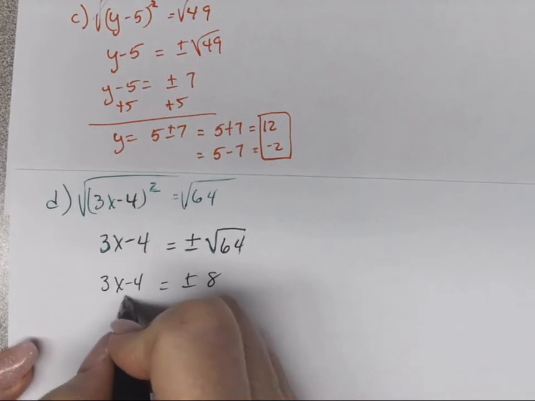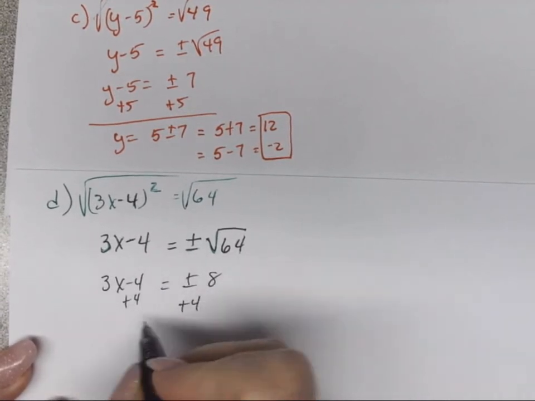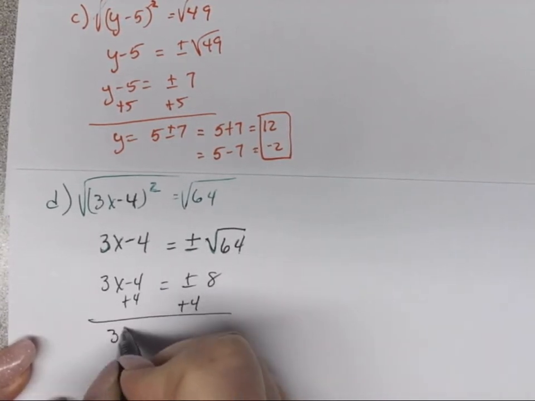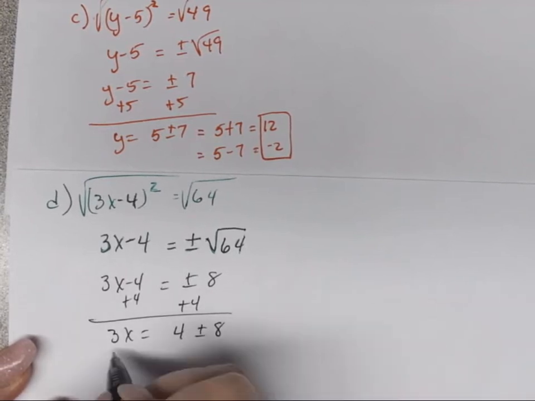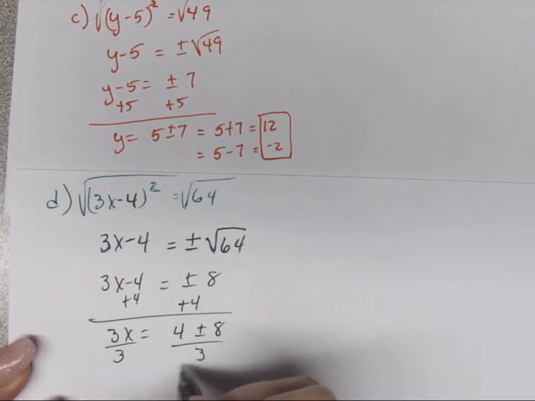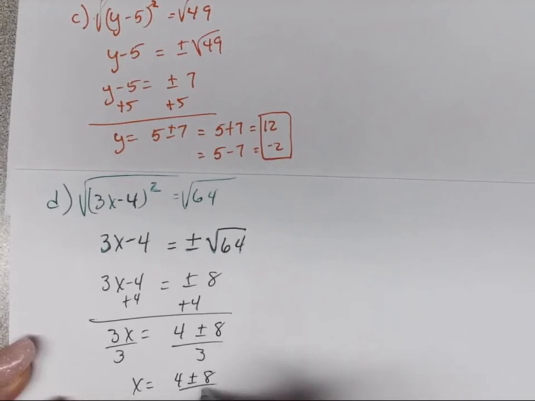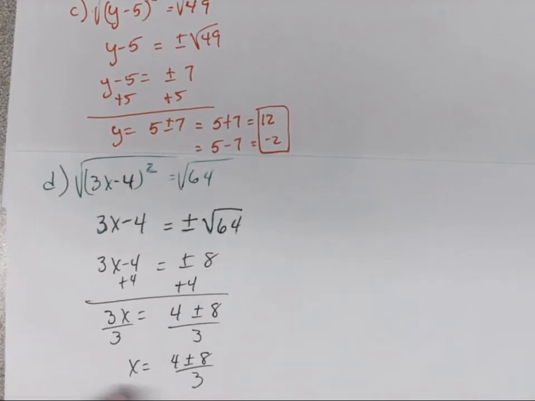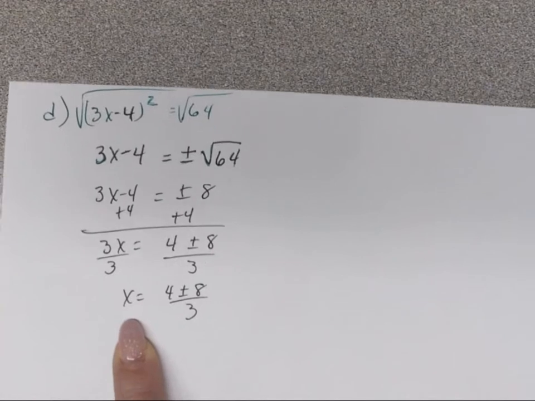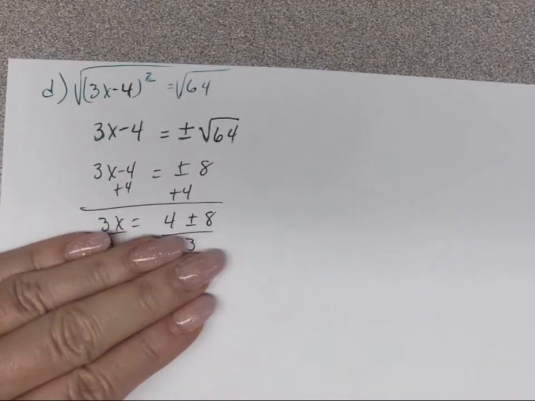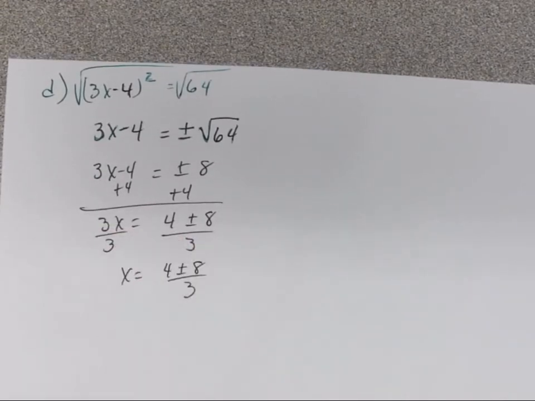And now we'll add our 4 over and get 3x is equal to 4 plus or minus 8. And then we'll divide by 3 to finish solving for our x. So we have 4 plus or minus 8 over 3. Make sure when you're solving that you are showing where you solve for x. A lot of students like to stop at this point. Don't do that. Actually show that.